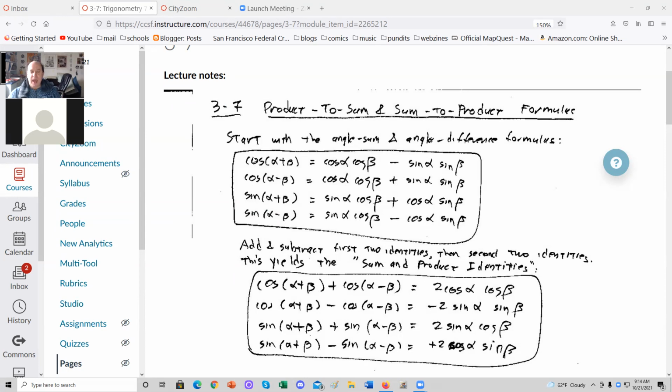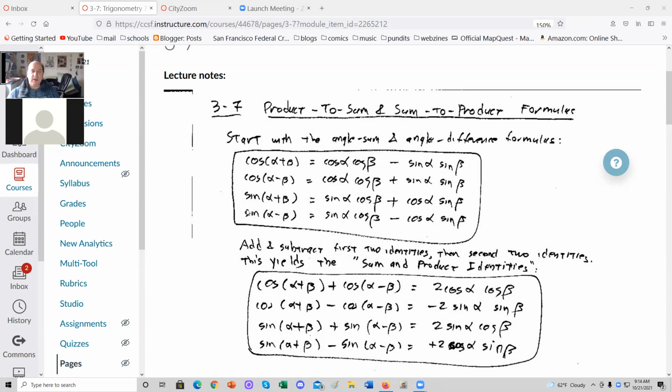Now, if we add these two equations, you get cosine of sum plus cosine of a difference equals, these add up to 2 cos alpha cos beta, and these cancel. So cosine of sum plus cosine of difference equals twice cos alpha cos beta. If we subtract them, cos alpha plus beta minus cosine of alpha minus beta, this cos alpha cos beta cancels, and these add up to -2 sine alpha sine beta. Notice a negative, that'll be unusual amongst these four.